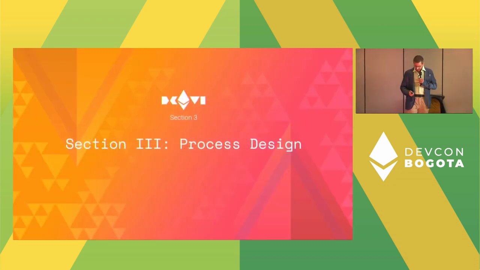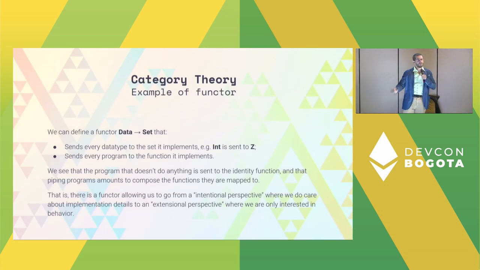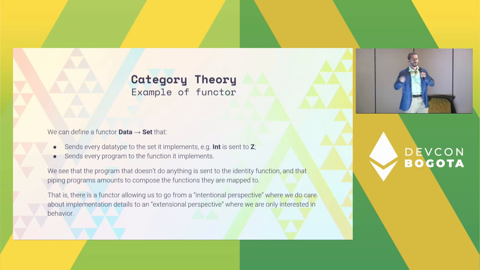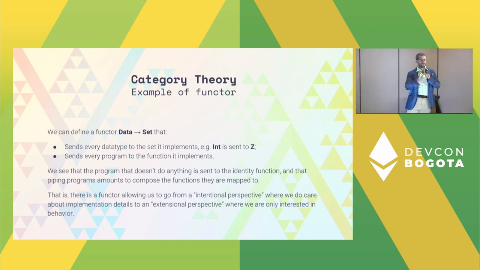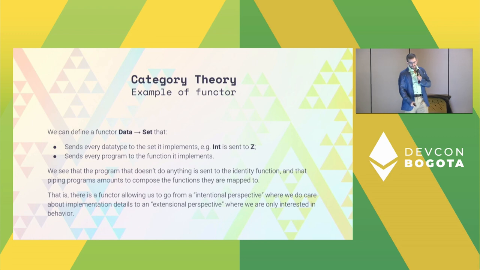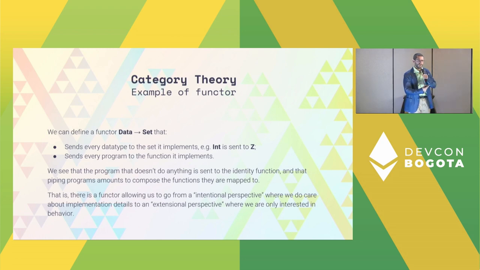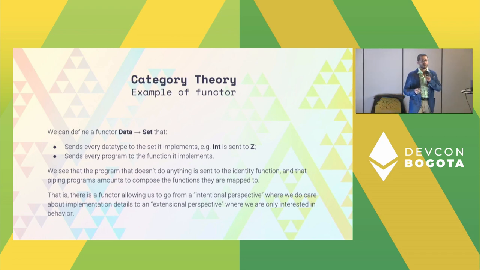Obviously, there are very interesting questions like, how do I invert these things? Is there a procedure to canonically invert a functor and actually go, for instance, from just a specification, from a behavioral extensional perspective, to something more complicated? Sometimes you can, sometimes you can't.